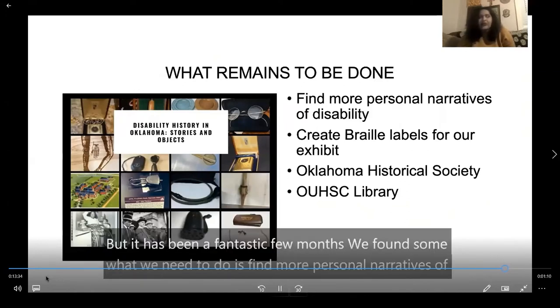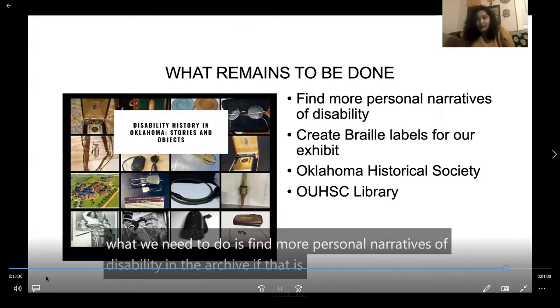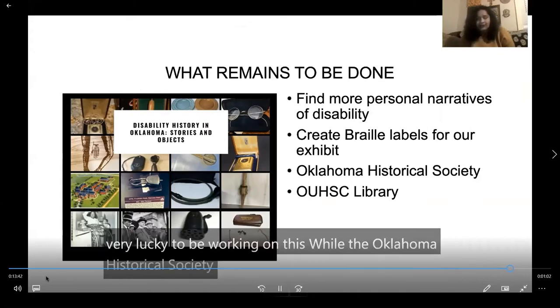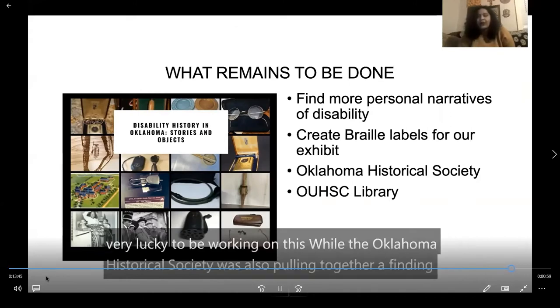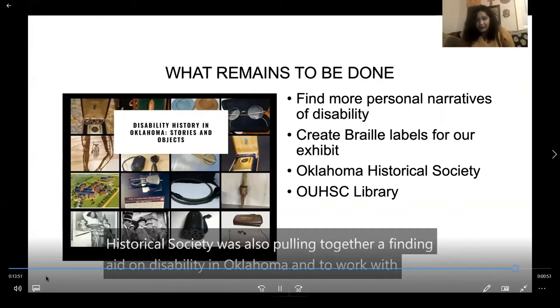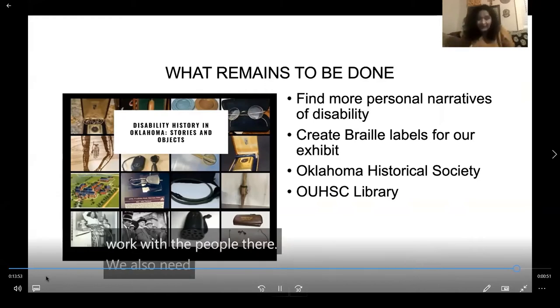We have a lot left to do with this project, but it has been a fantastic few months. What we need to do is find more personal narratives of disability in the archive, if that is truly possible. We were very lucky to be working on this while the Oklahoma Historical Society was also pulling together a finding aid on disability in Oklahoma, and to work with the people there.